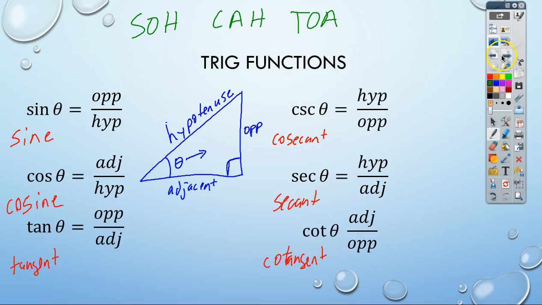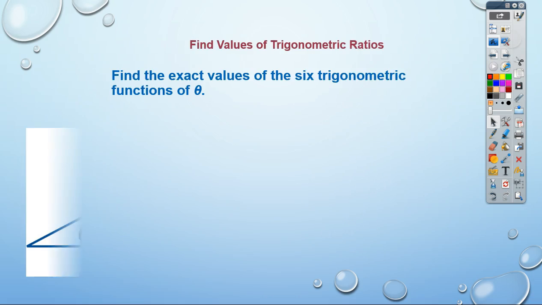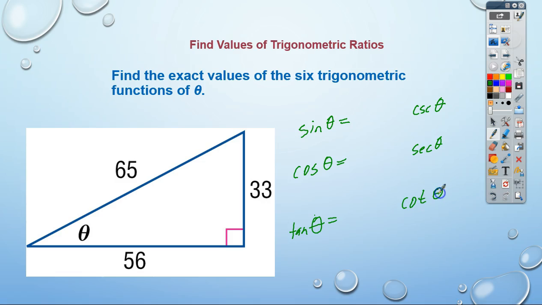Okay, the first thing that you can come up with is, hey, what if I give all the sides of a right triangle? I want to find the exact values of all 6 trig functions. So again, I'm going to write these all out. So I have sine theta, cosine theta, tangent theta, and then I have cosecant theta, secant theta, and cotangent theta.